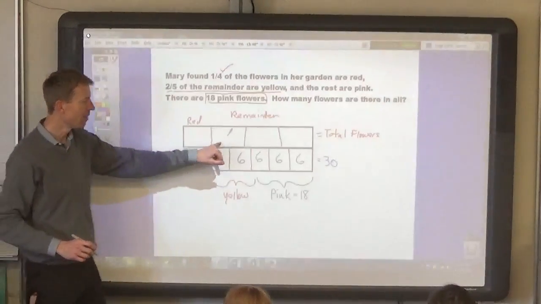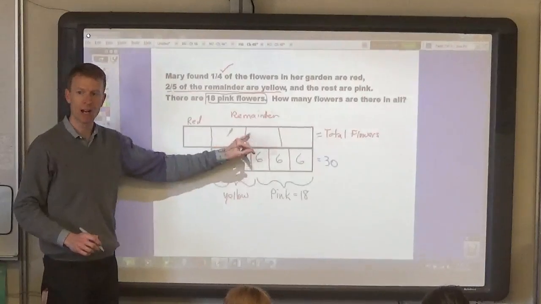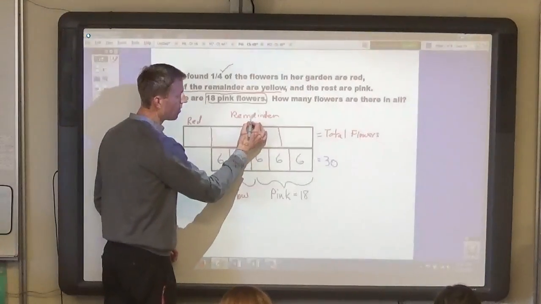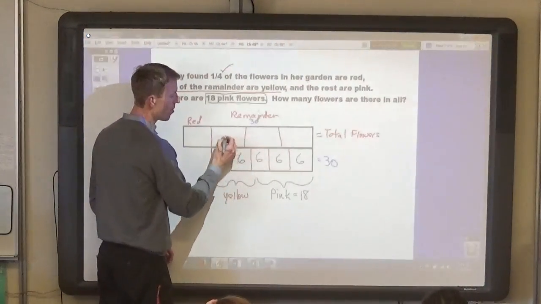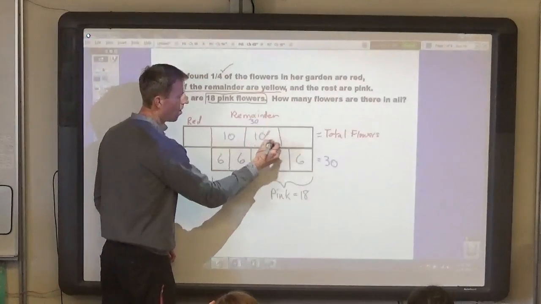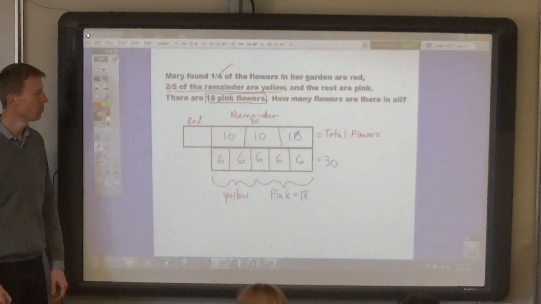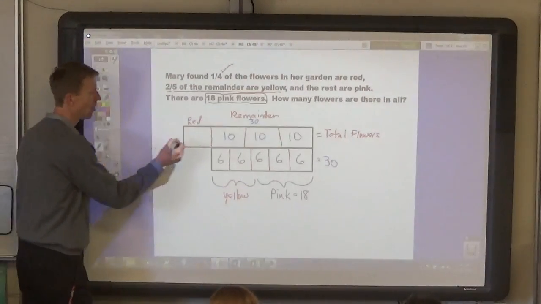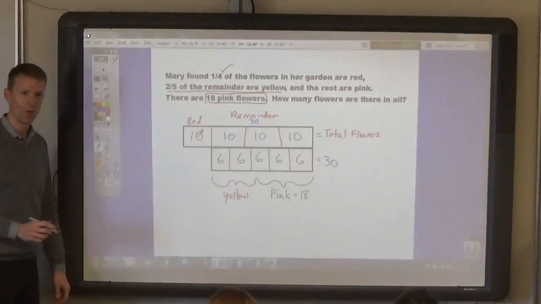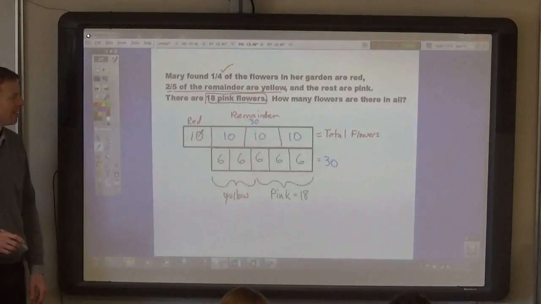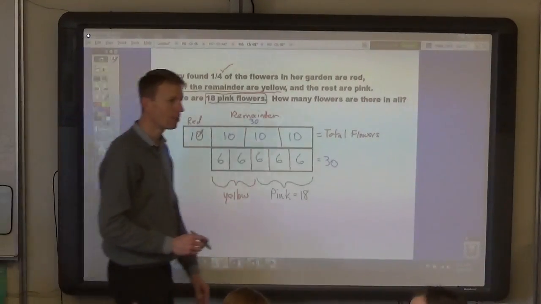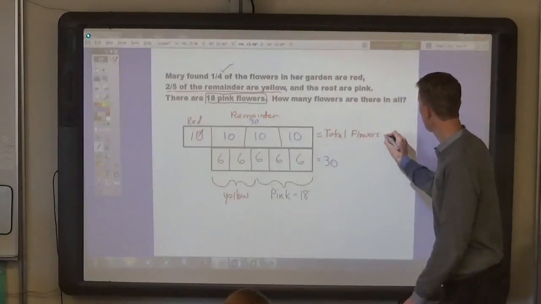Not 30 in each of the boxes. Well, there's 30 total, right? The remainder is 30, so that means there are 10 in each box. And that means there are also 10 red ones. So how many total flowers are there? 40.